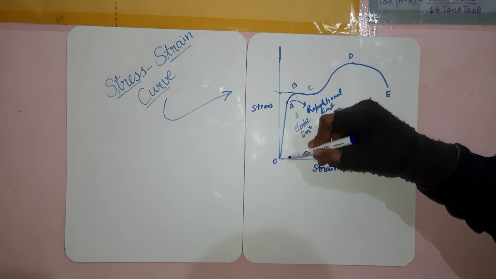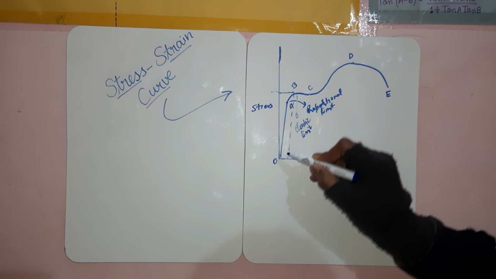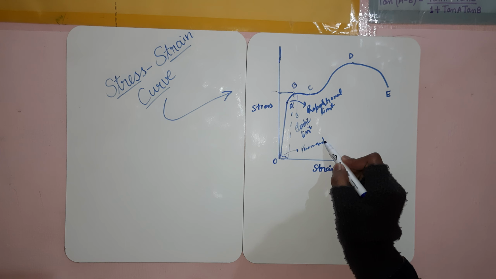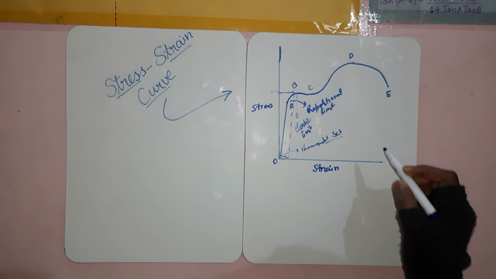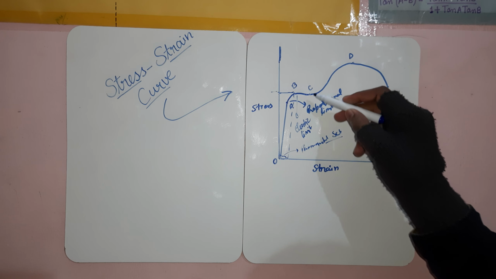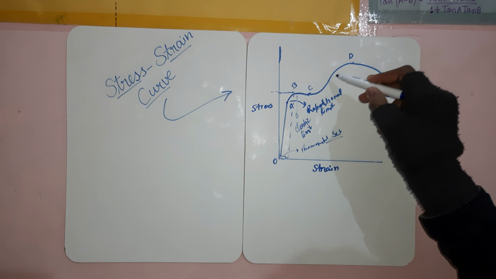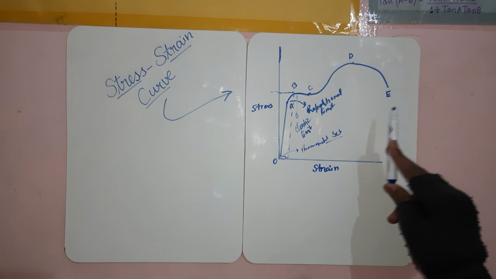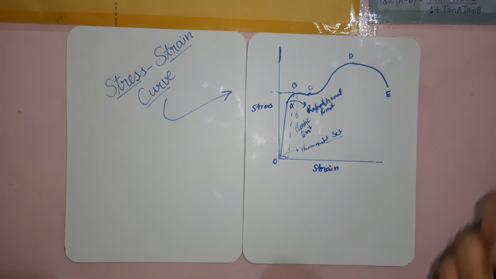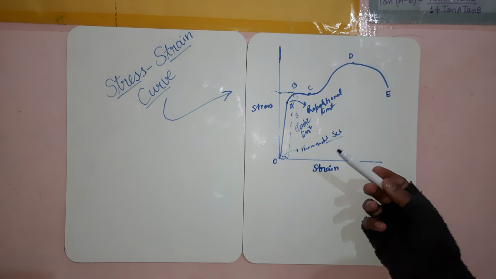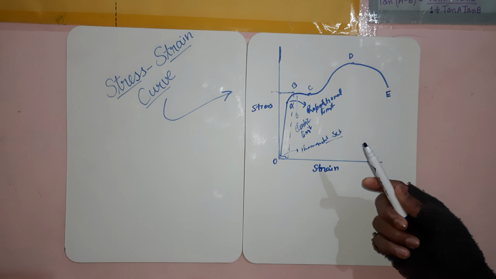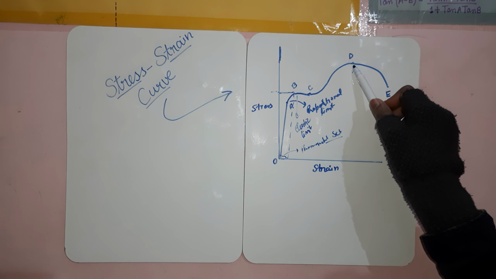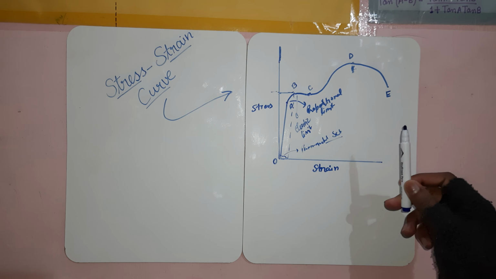This is the permanent set. Now if the load is increased beyond point C, there is a large increase in the strain of the wire. In this region, constrictions called necks and waists develop at a few points along the length of the wire, and the wire ultimately breaks at point D.